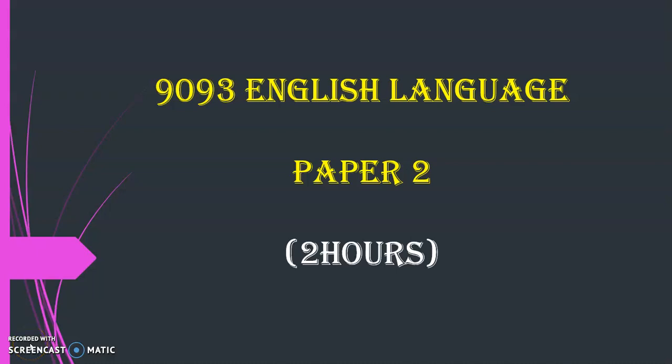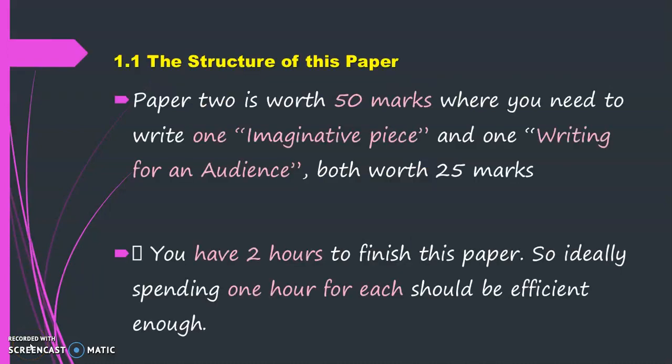1093 English Language Paper 2. This is a 2 hours paper. The structure of this paper: there are 2 parts where each part is worth 50 marks, where you need to write one imaginative piece and one writing for an audience. So both essays will consist of 25 marks each.